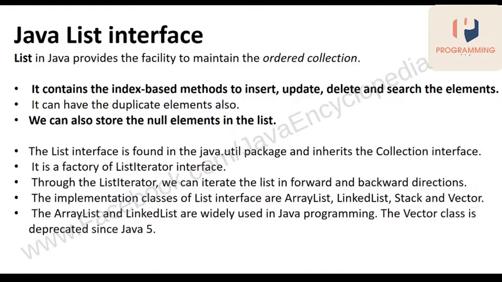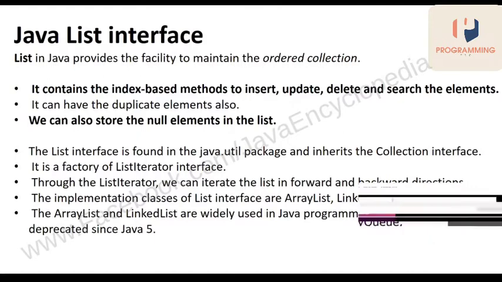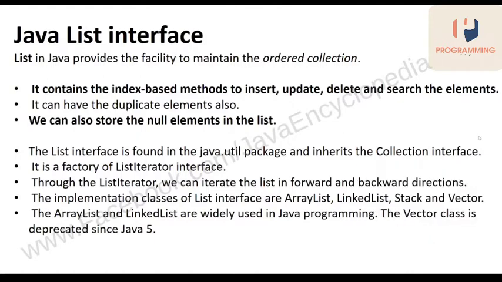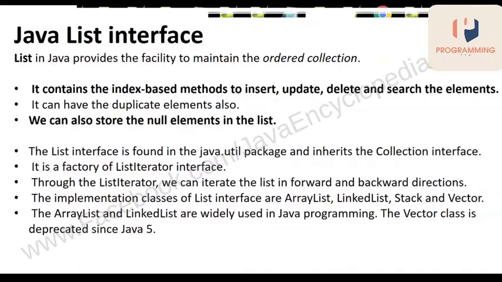The List interface is present in the java.util package. So java.util has all the collection framework. It's a factory of ListIterator. Through the ListIterator, we can iterate a list both forward and backward.